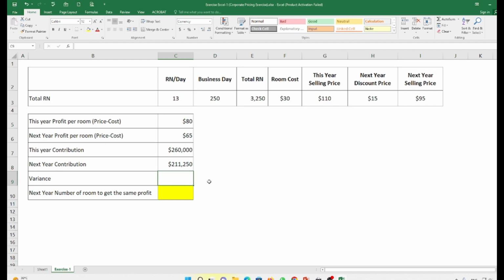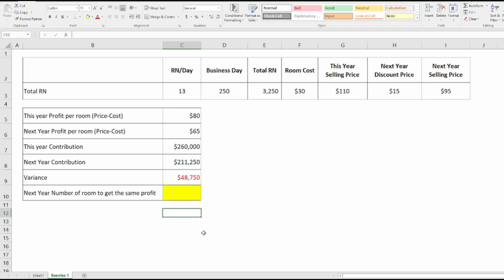So let's see the variance. We take this year's contribution and minus the contribution for next year. So we need $48,750 more to produce the same contribution as this year.